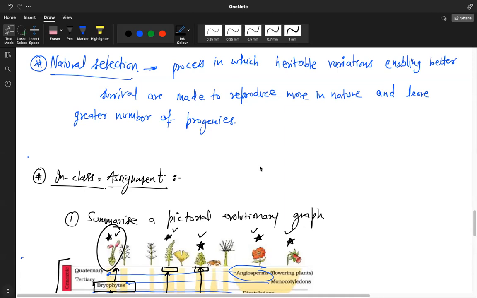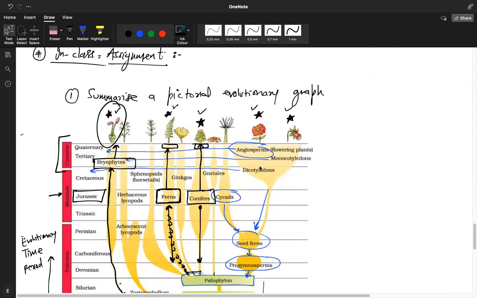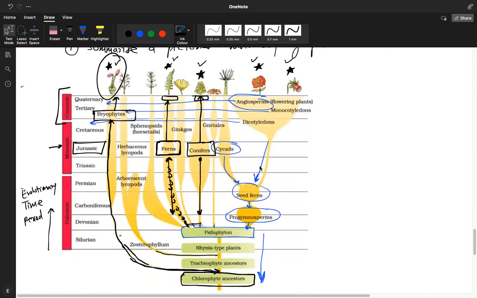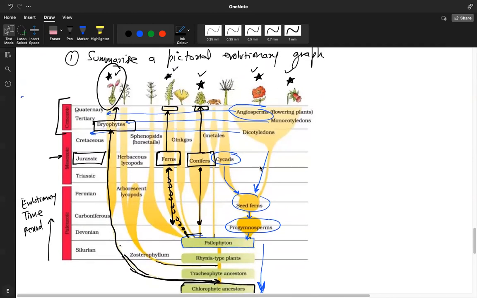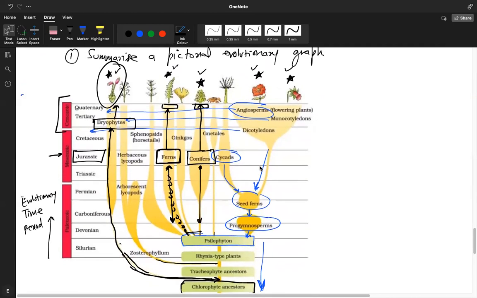Then next, we did a class assignment of summarizing the evolutionary graph of plants, in which we found out the evolutionary paths of bryophytes, ferns, and conifers. Then we found out that the bryophytes are relatively newer, but ferns and conifers came out first during the Jurassic period of the Mesozoic.